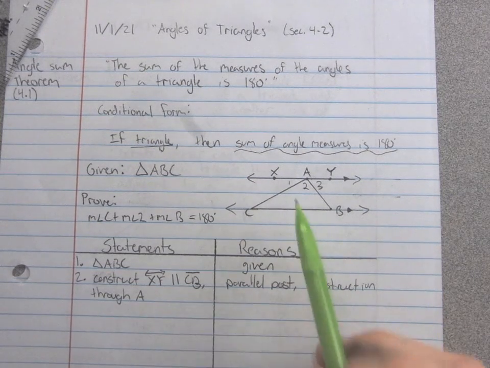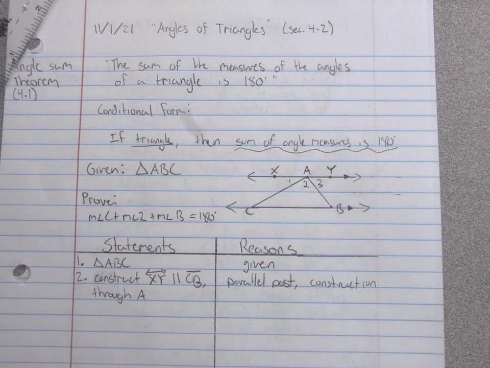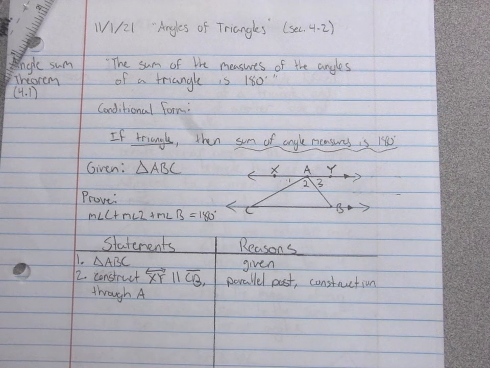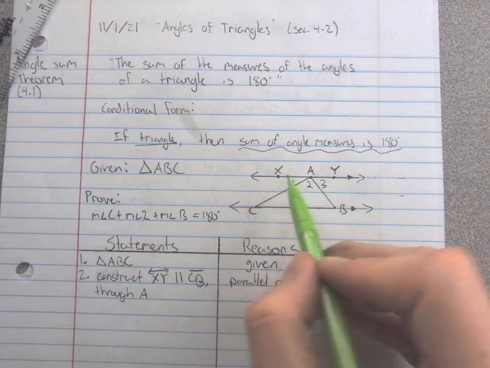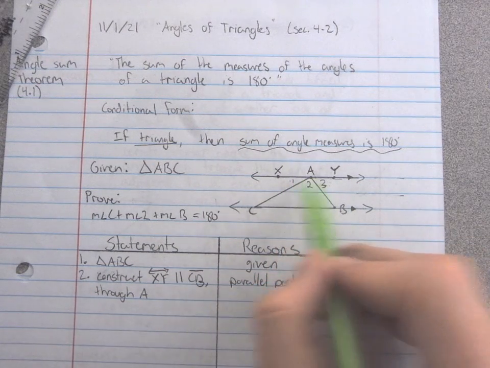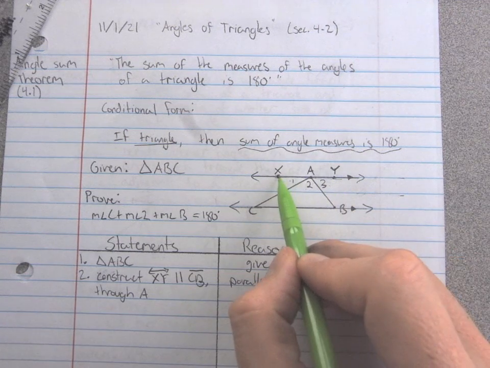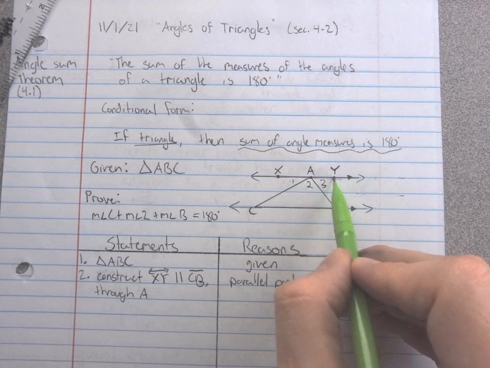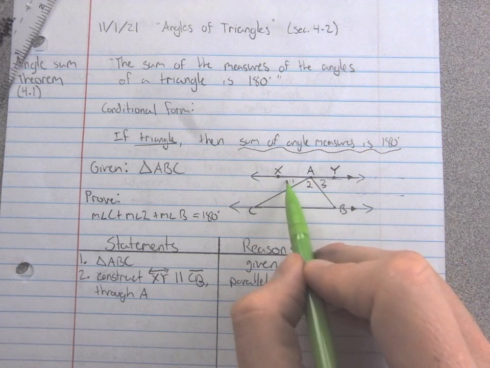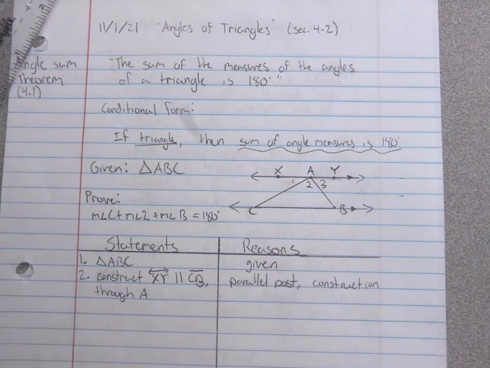All right. Now, let's talk about this big picture, and then we'll go from there. Think about this for a second. 1 plus 2 plus 3. If you took the measure of angle 1 and the measure of angle 2 and the measure of angle 3, and you added all those up together, what would it be? Well, if you notice, they form a straight angle, XAY. And since the measure of angle XAY has to be 180 because it's a straight angle, the measure of angle 1 plus the measure of angle 2 plus the measure of angle 3 need to add up to 180.